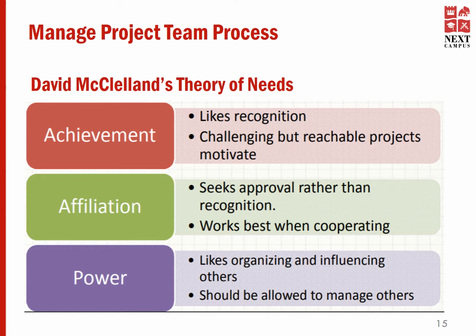And the people falling into the second group, affiliation, seek approval rather than recognition. And they work best when cooperating. For example, they cannot work on their own. They always need another person assisting them, or teamwork will motivate them. But on the other hand, the people in the achievement group like working alone. They don't want anybody working with them in an activity.